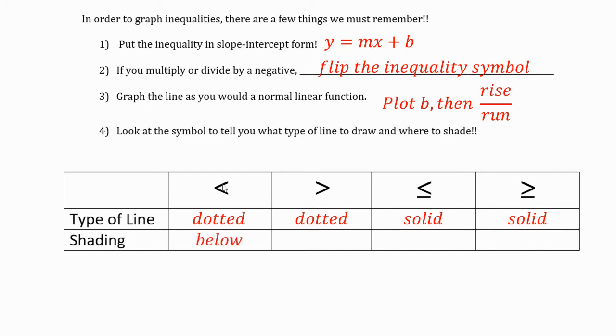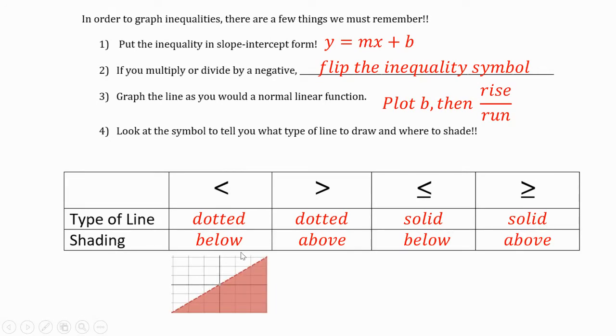Greater than will be higher, numbers that are bigger than some number on the y-axis, so we would shade above. Less than or equal to, shade below. Greater than or equal to, we would shade above. So now I'm going to give you an example of what each one looks like.